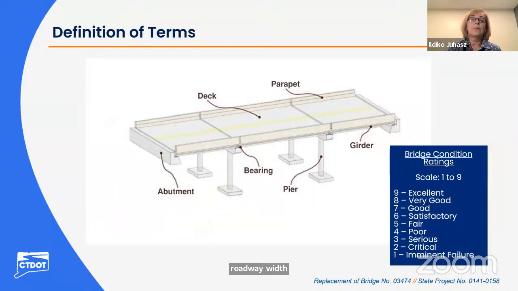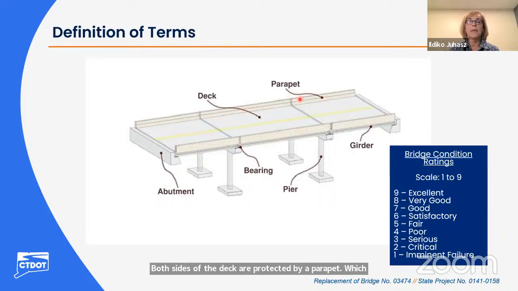So before we get into the details, I wanted to go over some bridge terminology to explain what the different terms mean. So here is a diagram of a typical bridge. On the top, we have the deck that is usually constructed from reinforced concrete, and it is often covered by asphalt. That's where the cars drive on. Both sides of the deck are protected by a parapet, which can be bridge rail or concrete barrier.